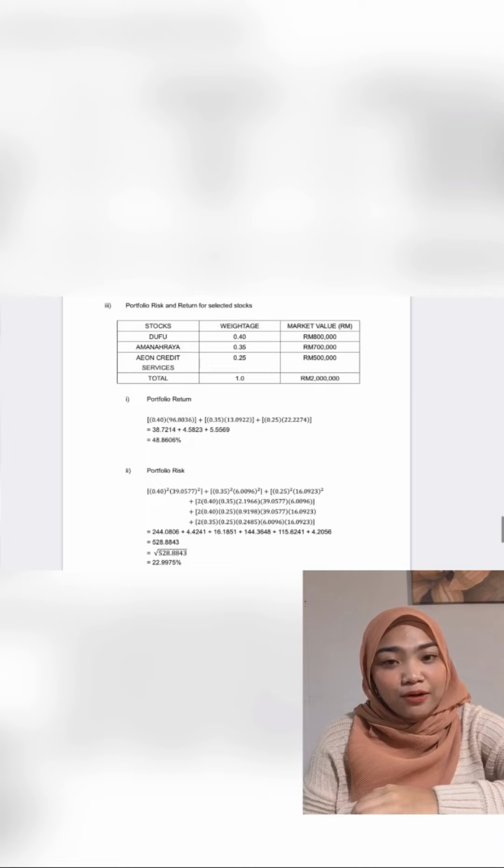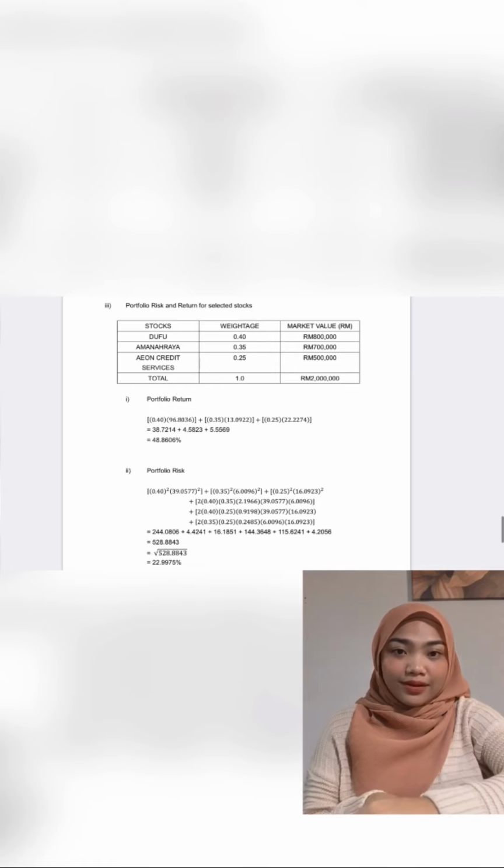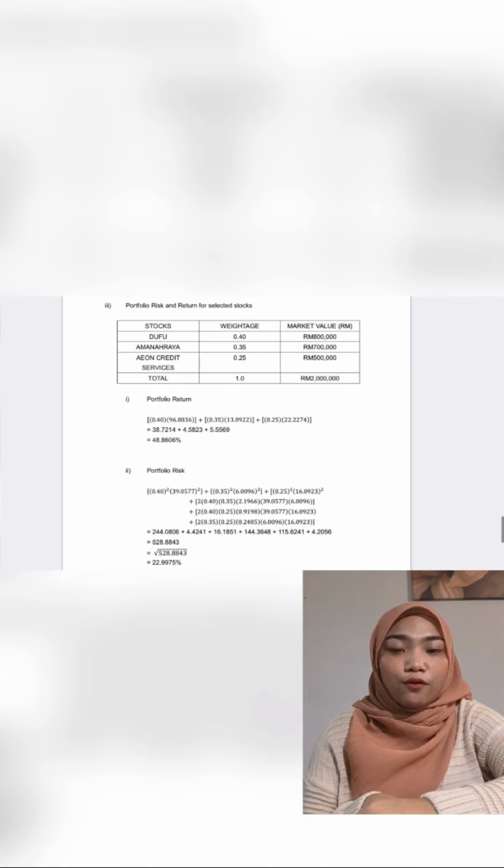And the last part of the calculation for portfolio analysis is portfolio return and portfolio risk. As we can see, for portfolio return, we get 48.8606% and the portfolio risk is 22.9975%, which means the return is higher than the risk.